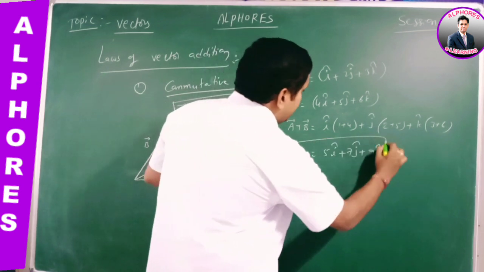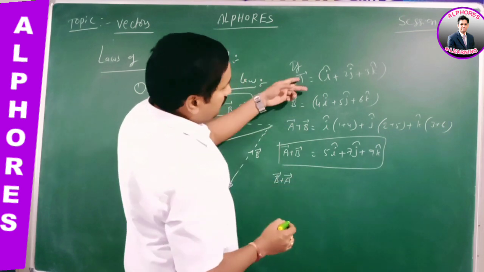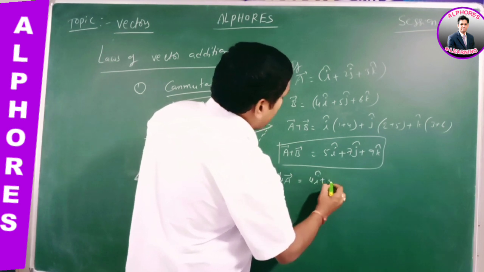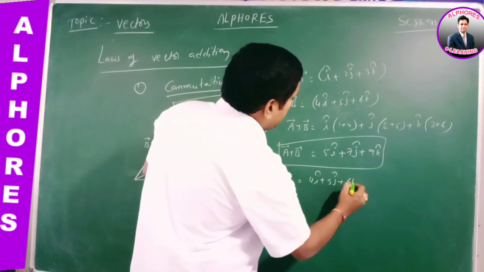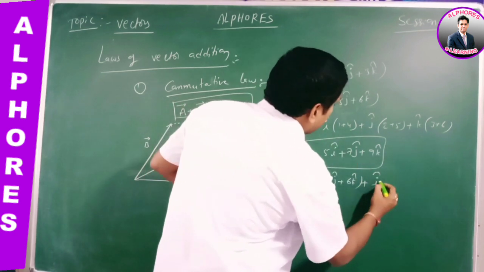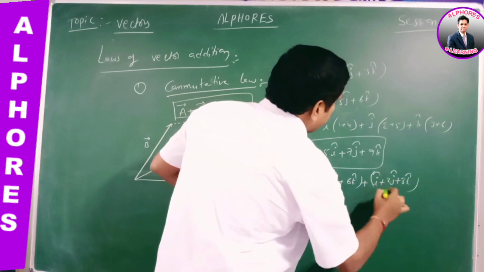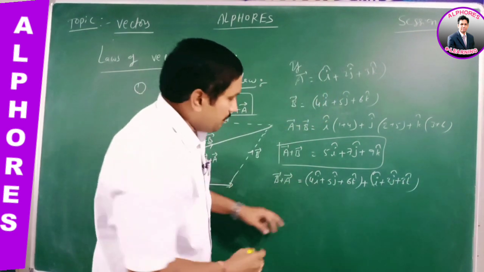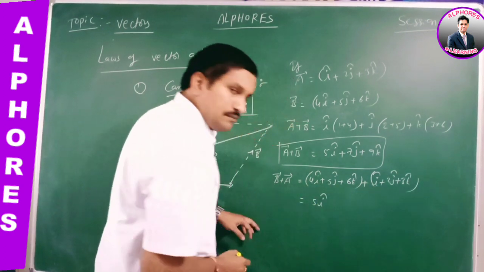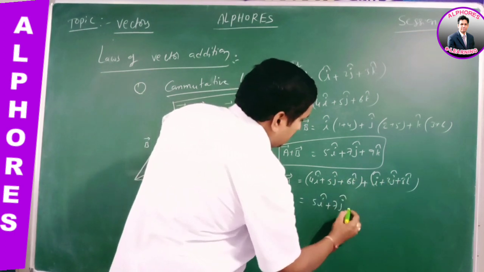In the same way, what about b bar plus a bar? By adding these two vectors, b bar, 4i cap plus 5j cap plus 6k cap, is added to a bar, i cap plus 2j cap plus 3k cap. How much will you get? 4i cap plus i cap is 5i cap, 5j cap plus 2j cap is 7j cap.